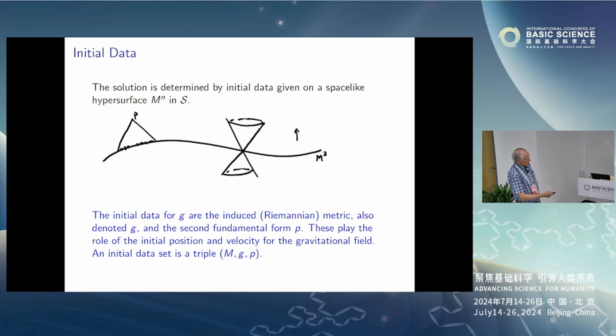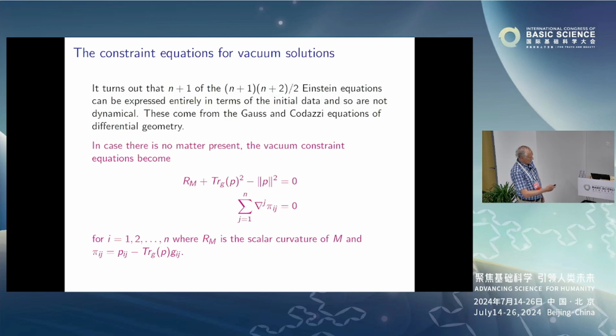So that's sort of the Dirichlet part of the data. And also the second fundamental form. So it's second order in time. So the second fundamental form plays the role of the time derivative of the field. And so these are the initial position and velocity. And so for the vacuum equations, those are the data.